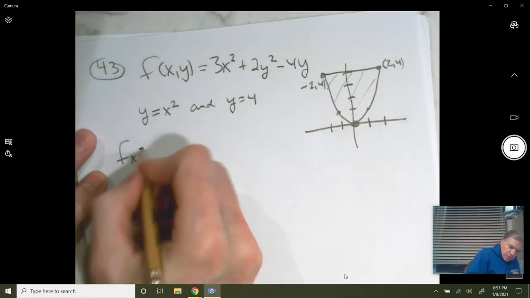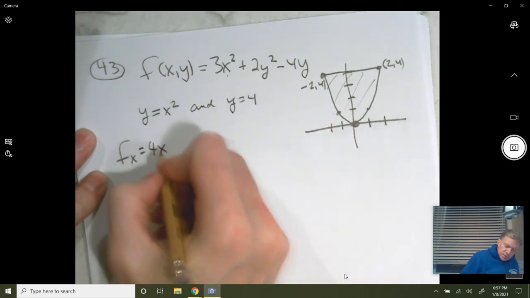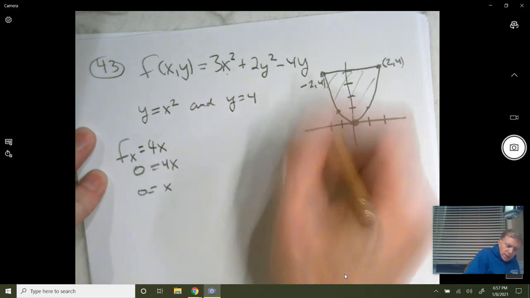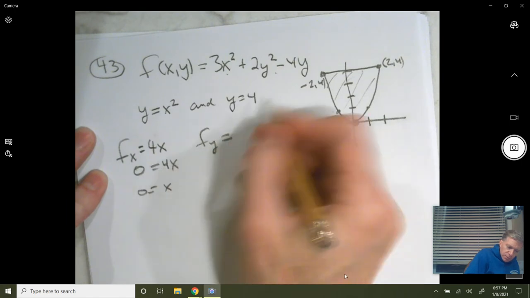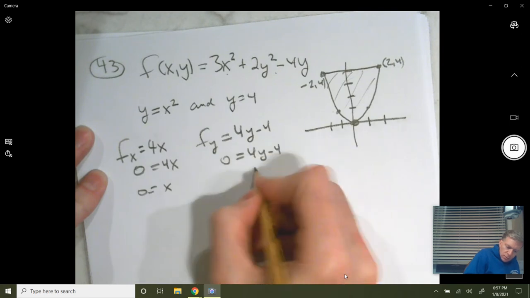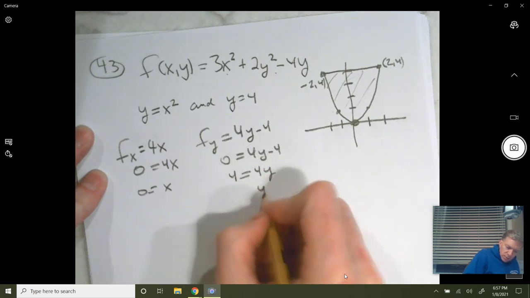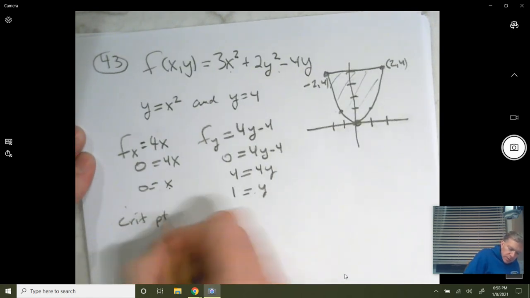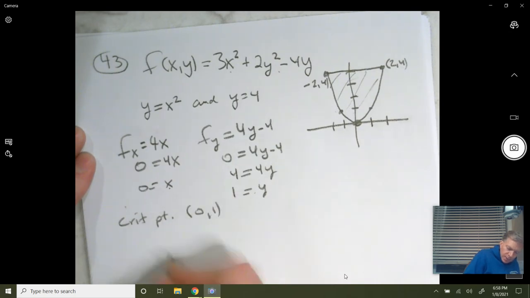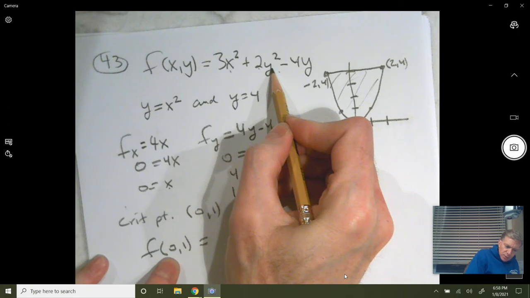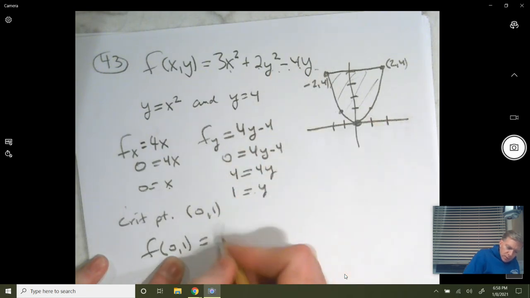So we find the x derivative, which is 4x. And we're going to set that equal to 0. So x better be 0. And then we're going to find the y derivative, which equals 4y minus 4. Set that equal to 0. So you get 4y equals 4 or y equal to 1. That works out kind of nicely. Your only critical point is (0, 1). And f of (0, 1) is equal to, plug that into your function, you get 2 times 1 squared is 2 minus 4 times 1. So 2 minus 4 is negative 2.